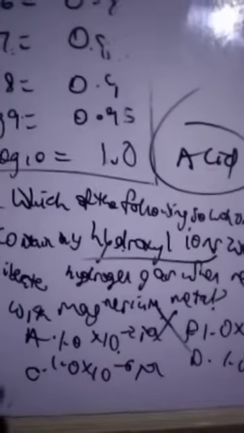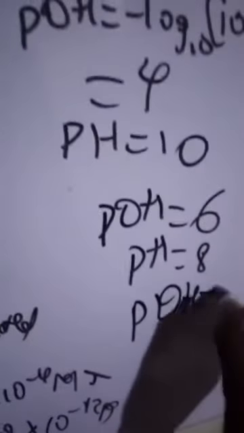You have 10 raised to the power minus 6. In a similar vein, pOH will give you 6. pH will give you 8. Can a solution of pH 8 be acidic? No. So you have the last one, 10 raised to the power minus 12. The pOH will give you 12. And your pH will be 2. So that's an acidic solution.